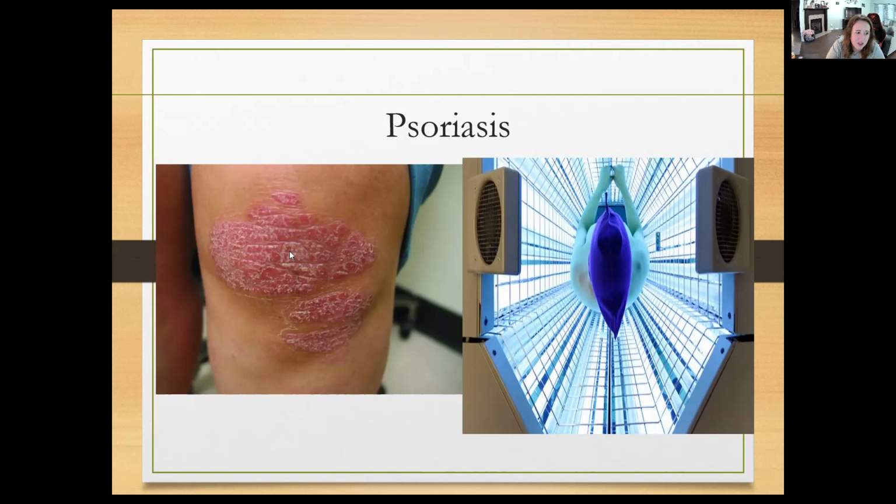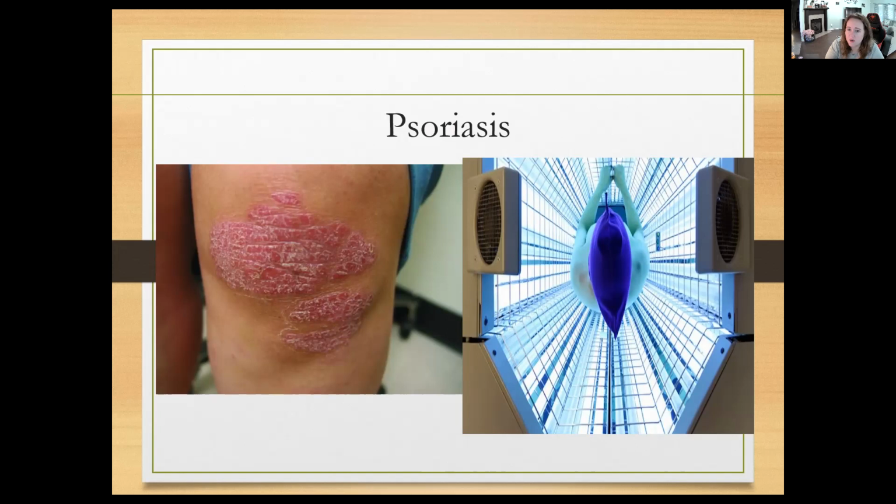So you can kind of see they refer to it as a scale, but it's kind of a whitish or silver color. This is most common on the scalp, the knees, the elbows, and the gluteal cleft. Our patients can go through periods of remission and exacerbation of the psoriatic lesions throughout their life, and it can be aggravated again by stress on the body.